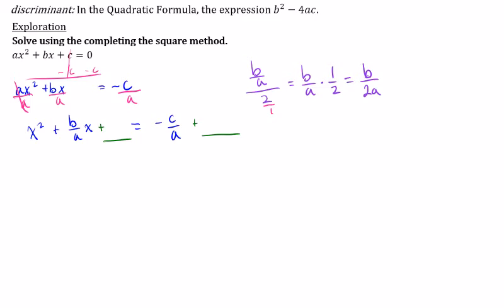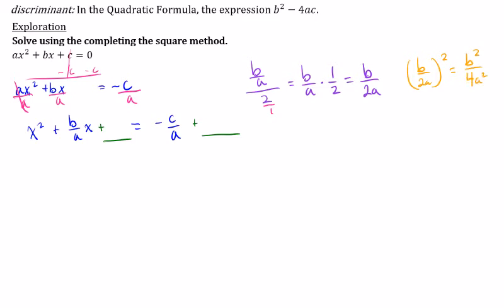So I'm going to take this and I'm going to square it. So it's going to be b over 2a squared. So it'll be b squared, and then on the bottom, 2 squared is 4 and a squared is a squared.